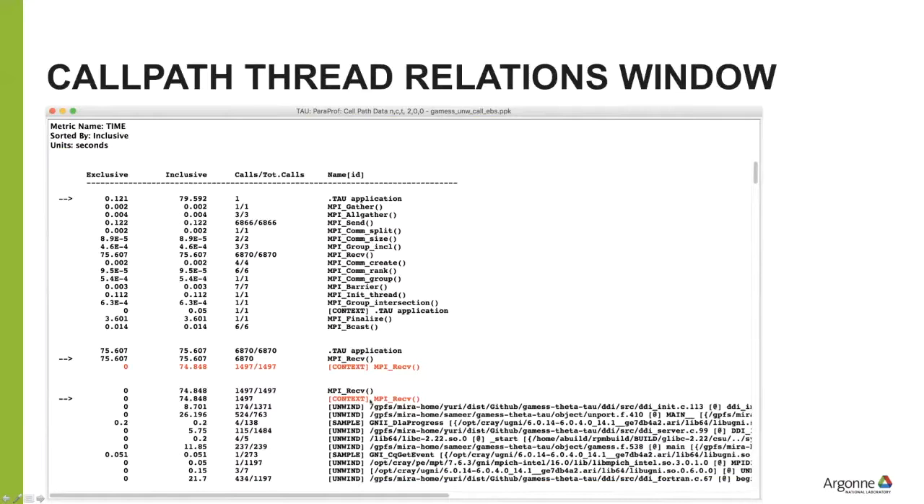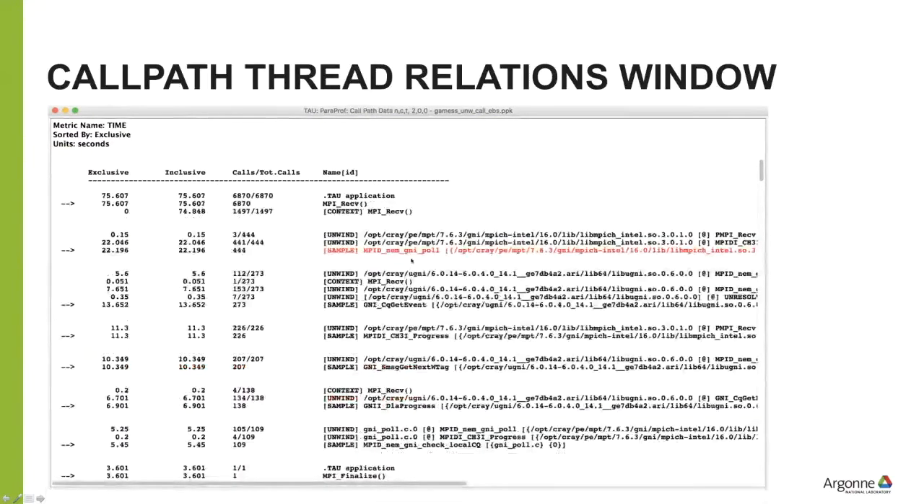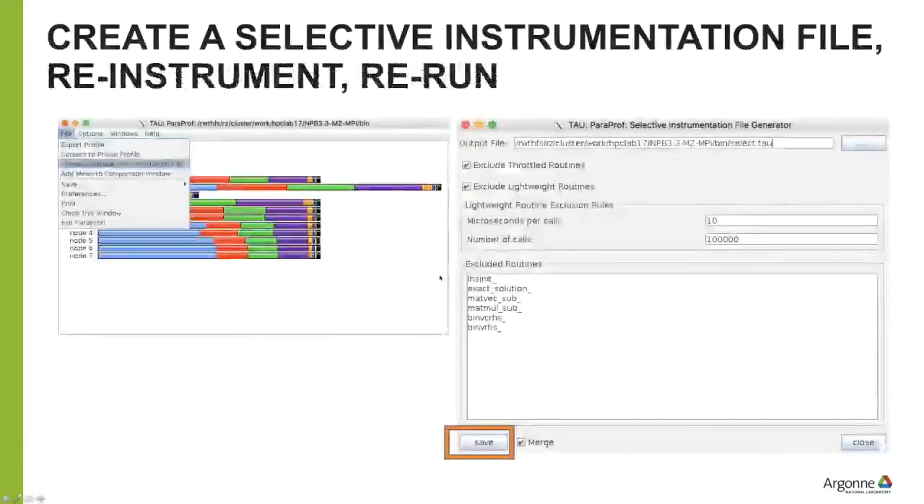So here I can see the time spent in MPI receive and the context. It kind of adds up the time for the various components. And you can see the time spent in various instances where MPI receive was called. And you can see that out of 74.8 seconds, 8.7 came from this call site, 26.1 came from that call site. And it can help you navigate, and you can go down to the exact location to see where the data server was spending its time.